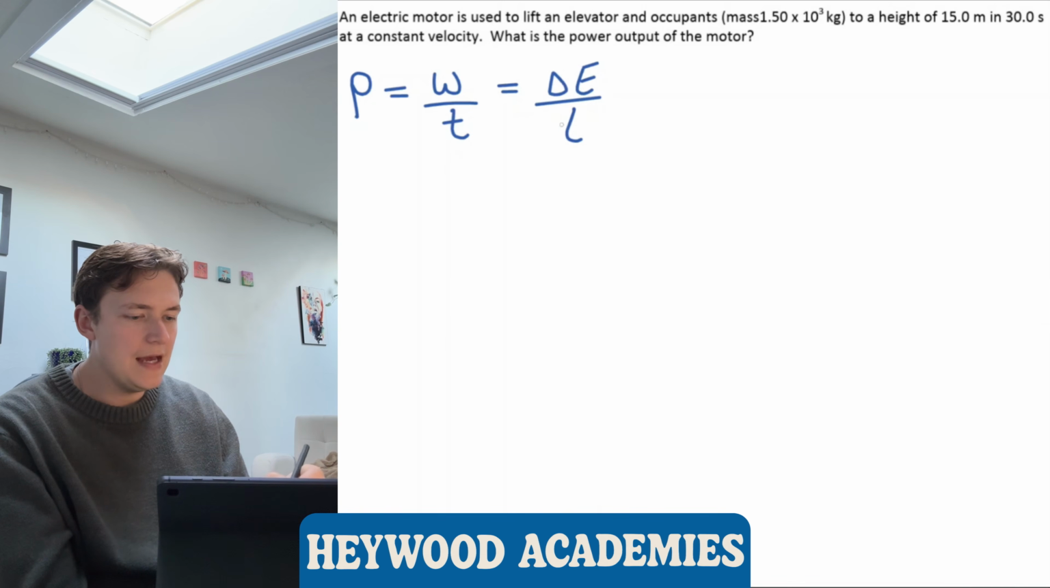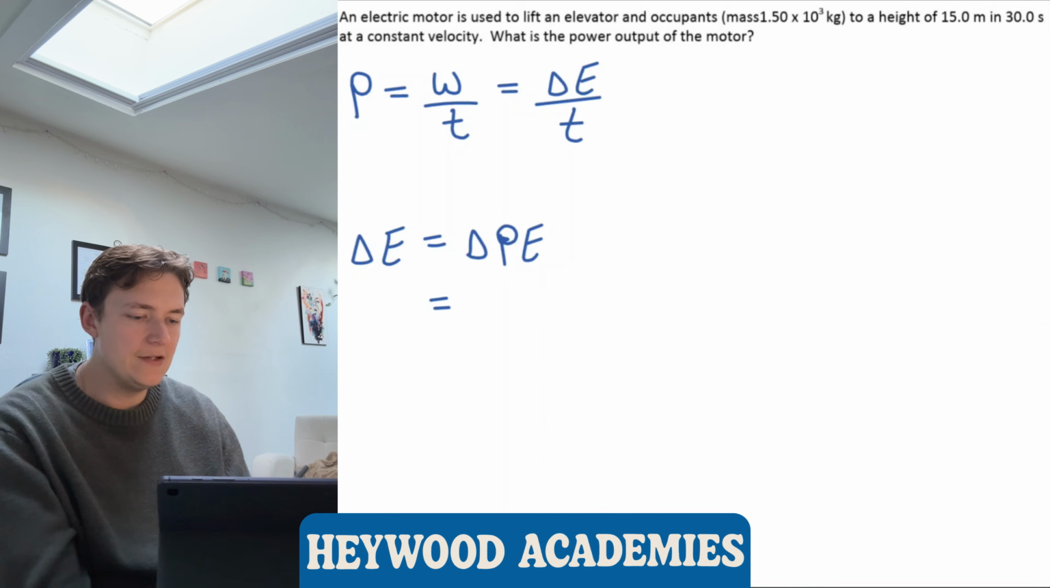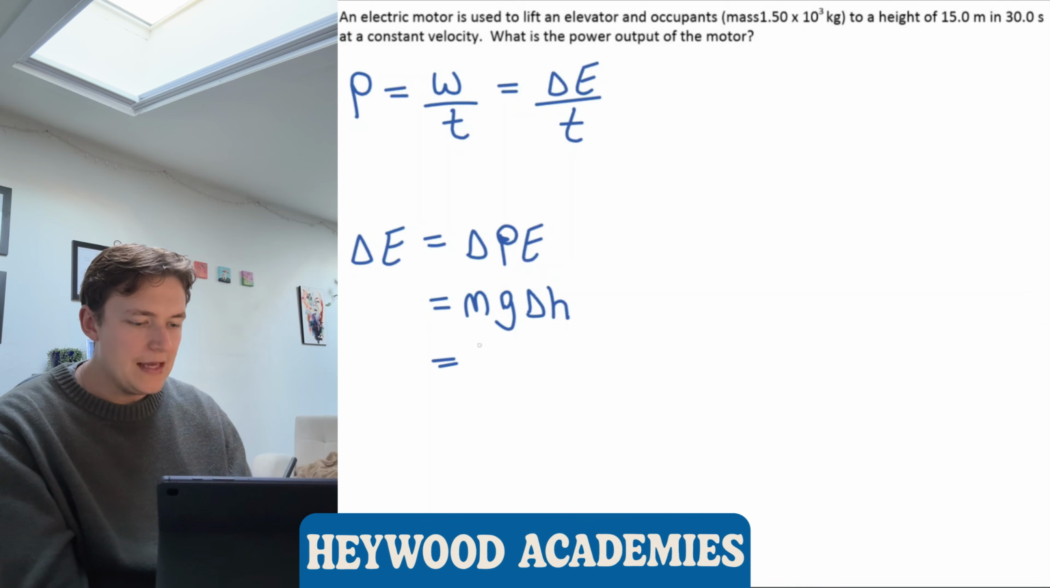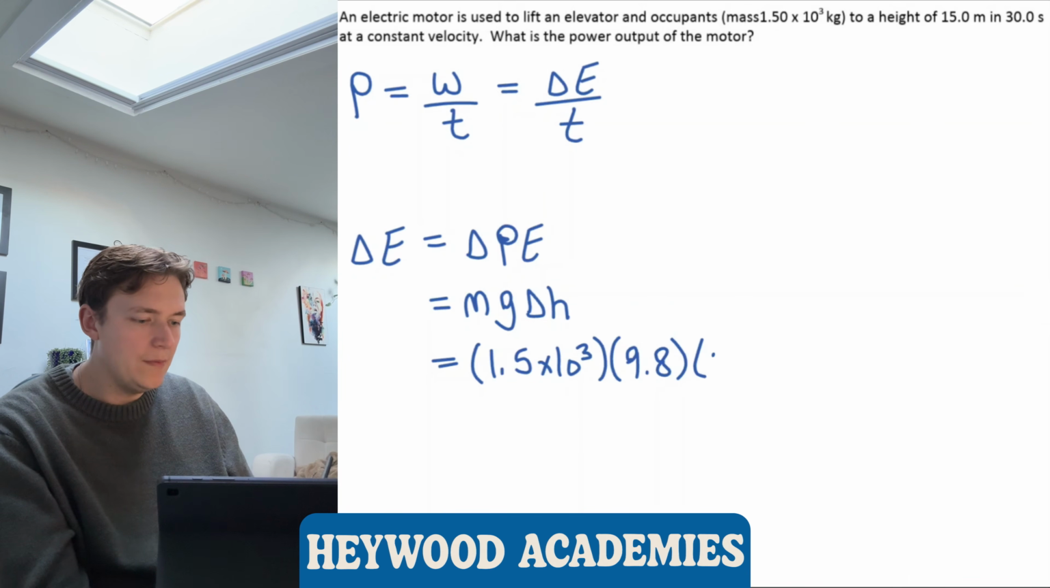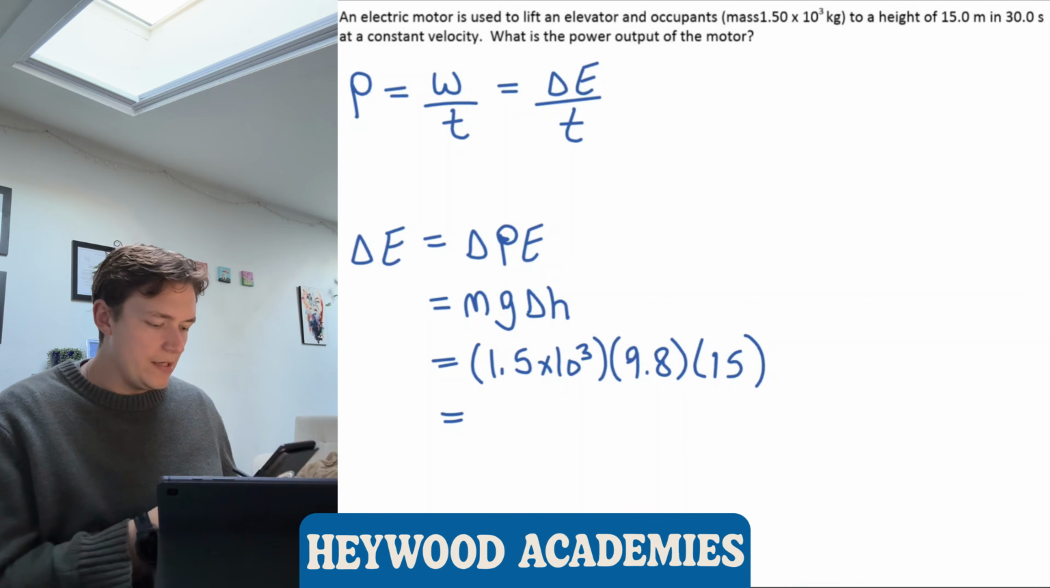In this case, we're moving at a constant velocity. So the change in energy that we're working with is not to do with the change in kinetic energy, it's the change in potential energy. Because there is no change in velocity, so that means no change in kinetic energy. So our change in potential energy in this case is going to be mg delta h. And we've got that mass given, 1.5 times 10 to the 3, 9.8, and our height, we went up by 15. So let's work that out.